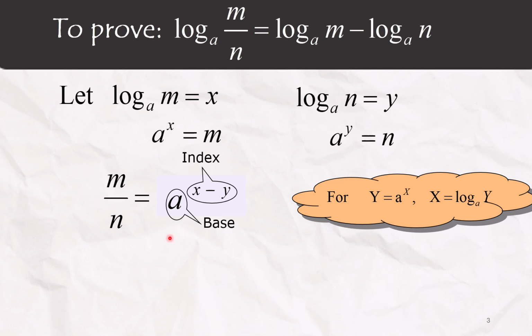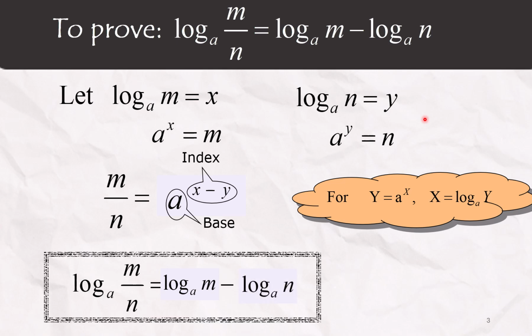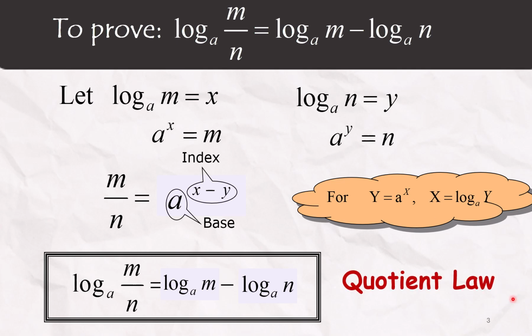So that means I will have log base a. So this will give me log base a of m over n, which is equal to the index, which is x minus y. So again, what is x and what is y? I just simply replace the x and the y by the definition. So with this, again, I am done with the second law. And this second law here is what we call the quotient law.